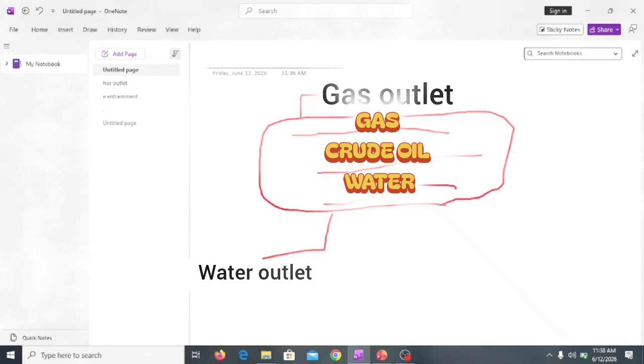So the gas outlets will be at the top, the water outlets will be at the bottom. So we should take note of that. If we want to separate liquid from our separator, we should use a horizontal separator.